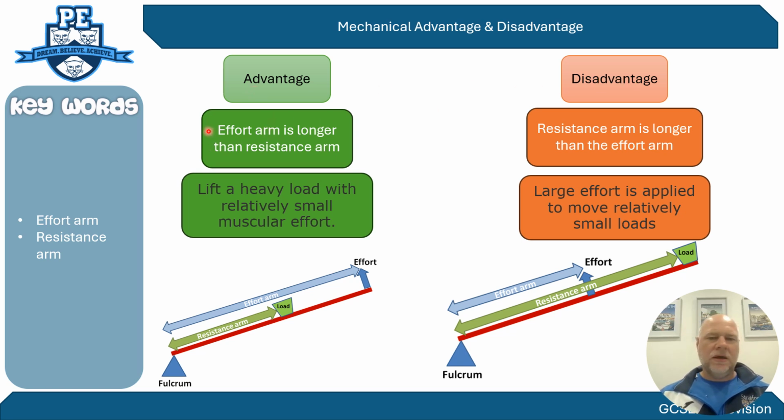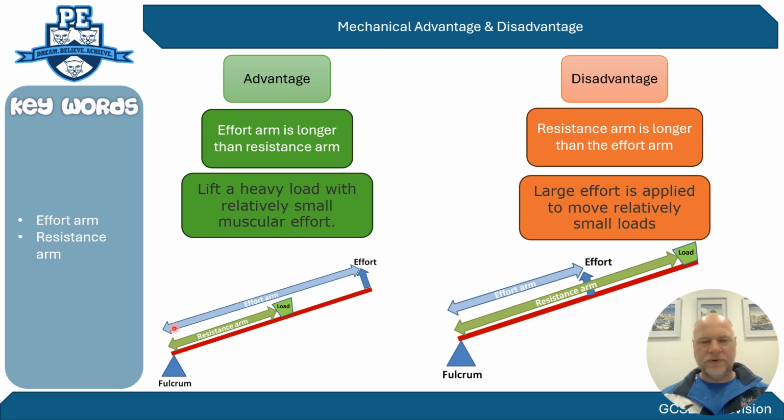Okay. So in an advantage, and if you get confused by all of these images and the resistance arms and effort arms, just remember this: the effort arm is longer than the resistance arm. Okay. If you can recall that, then you'll be fine. So in this sense, they have a fulcrum, which is where the movement's taking place at or around. The load is in the middle, pushing down, and then the effort is the muscle that's going up.